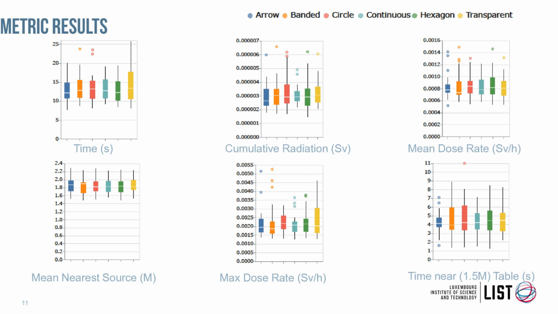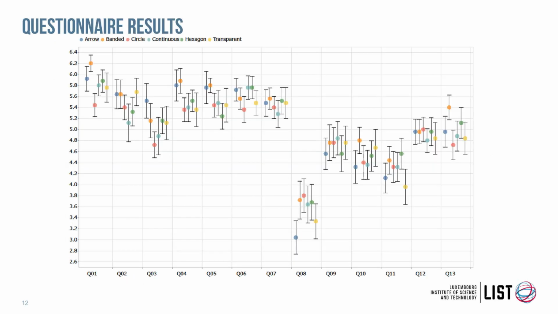While there are multiple metrics, many relate to radiation exposure, which is, in itself, a product of time and distance. All of the visualizations, even the base continuous one, were effective at keeping the participants away from the sources. While there were differences in time, there were not enough for cumulative radiation values to be affected to any significant degree. We did not find any significant differences within the questionnaire responses.